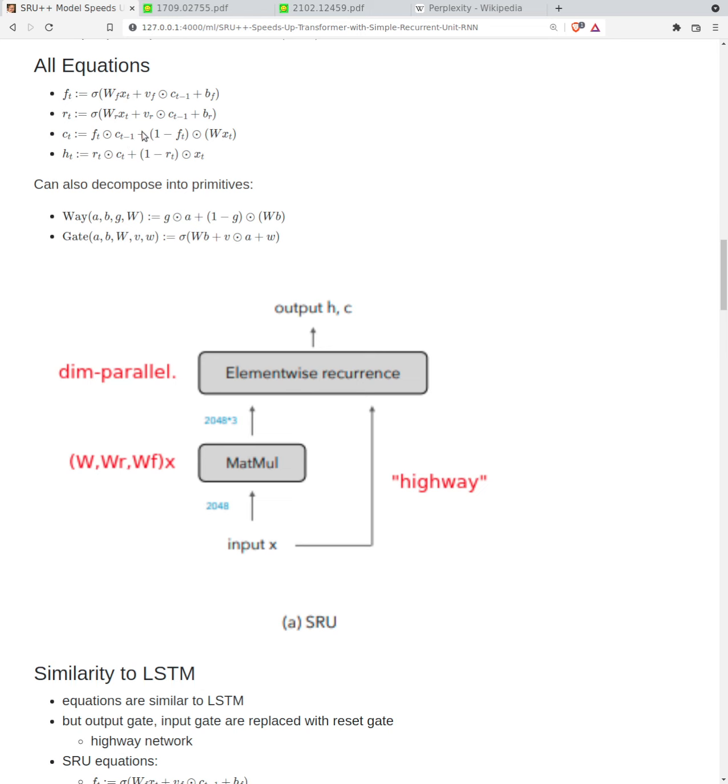So in this state calculation, I mix how much of the previous state I will mix in with the forget gate, or how much of the current input I will mix in. Then for the output, I calculate how much of the inner state I will mix in via the reset gate, or how much of the input I will mix in.